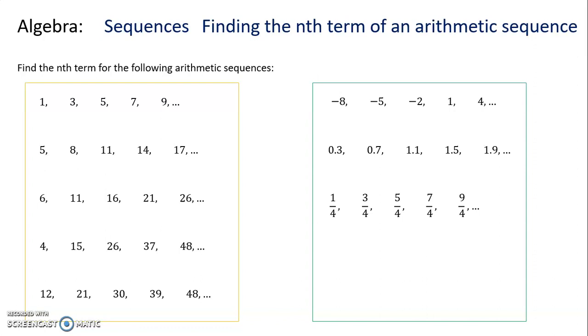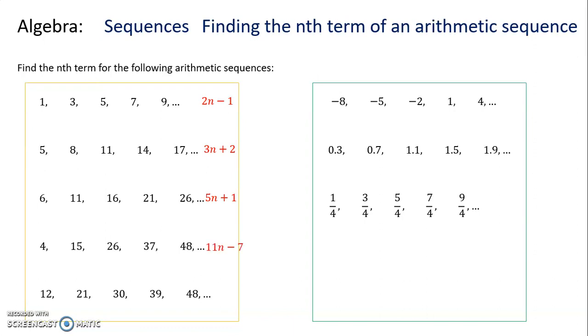So the first one is going up by 2 every time. So you should be comparing to the 2 times table across the top. And then you should notice that this is 1 less than the 2 times table. So 2n subtract 1. The next one, we're going up by 3 every time. And then we have to add 2 to the 3 times table to get our sequence. Then the next one, we're going up by 5s. And this is 1 more than the 5 times table.